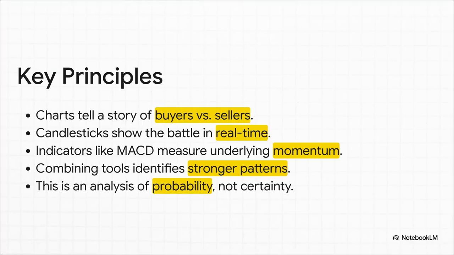Okay, so let's hit the key principles one more time. First, just remember that every single chart is telling a story about a big fight between buyers and sellers. The candlesticks, they're your play-by-play, showing you the outcome of those battles in real time. Then you have indicators like the MACD. Think of that as the expert commentary, measuring the momentum behind all the action. When you combine these tools, you can spot those stronger, higher probability patterns. But, and this is seriously the most important part, this is always about analyzing probabilities. It is never, ever a guarantee of the future.